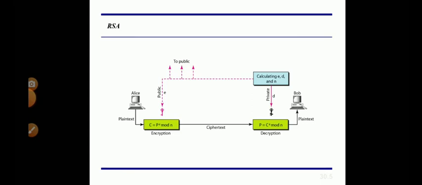The ciphertext is sent to the receiver side. On the receiver side, we do the decryption process by using the formula P is equal to C power D mod N, where E is the public key value and D is the private key value. After this decryption process, the ciphertext is converted into plain text. So this is the normal working of the RSA algorithm.